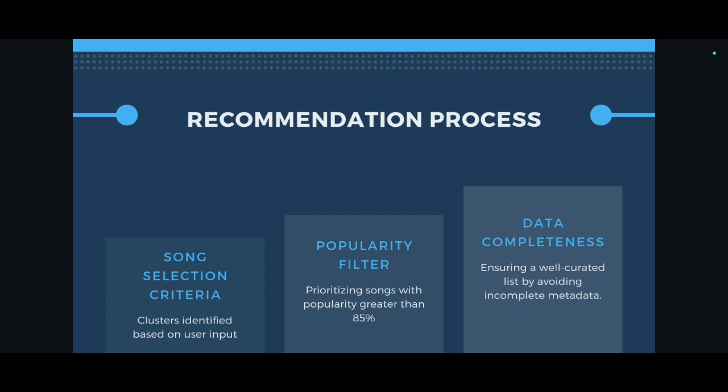In this process, we have a song selection criteria where the clusters are identified based on the user input. Whatever songs the user gives, the clusters will be identified based on that. Then we have the popularity filter, where we select only the songs which are popular above 85%. And we have data completeness, where we ensure a complete list by avoiding any incomplete metadata if it is there.